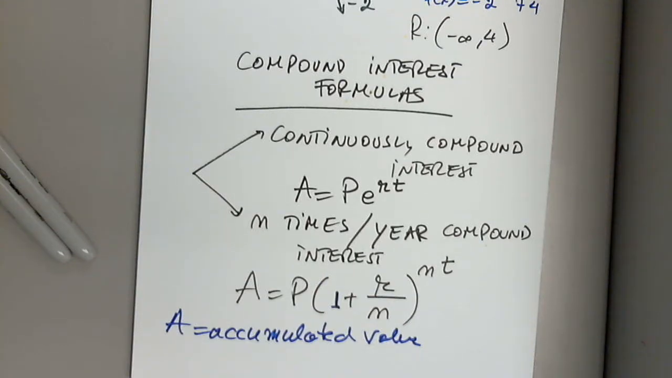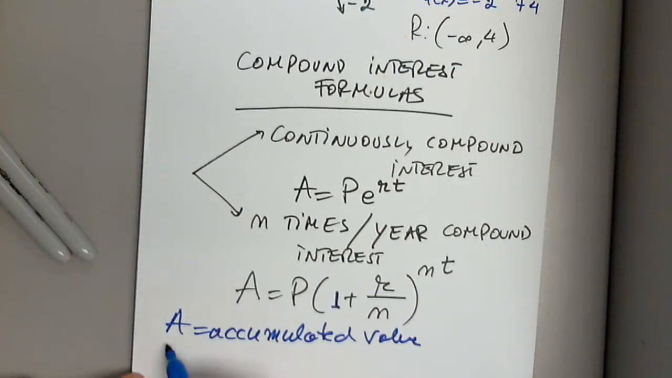Okay, so we deposit money into a bank account. 5 years later, we get back the accumulated value. We borrow money from a bank. This is what we have to pay back 5 years later. That's the accumulated value that we have to pay back. Okay, so it goes both ways.